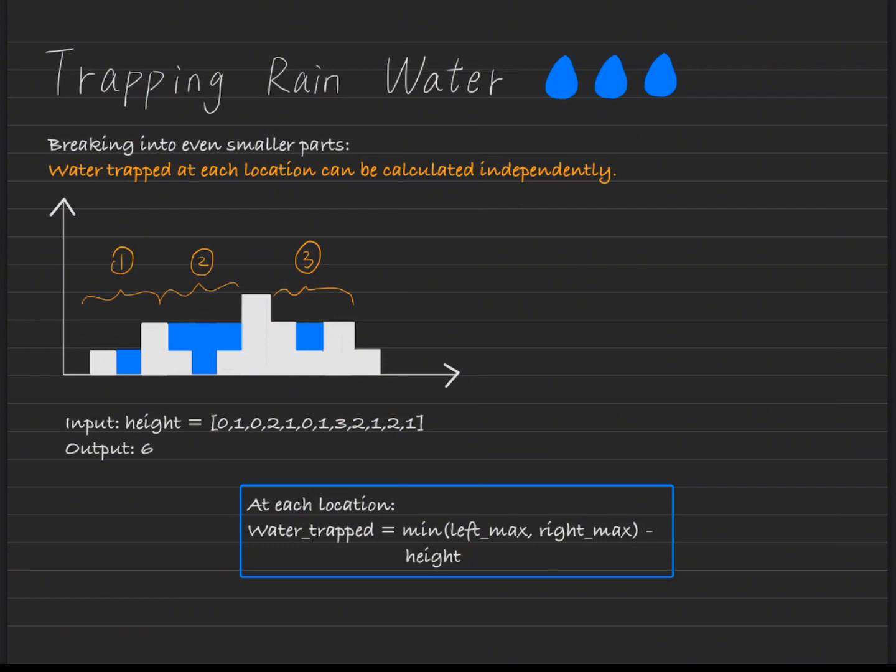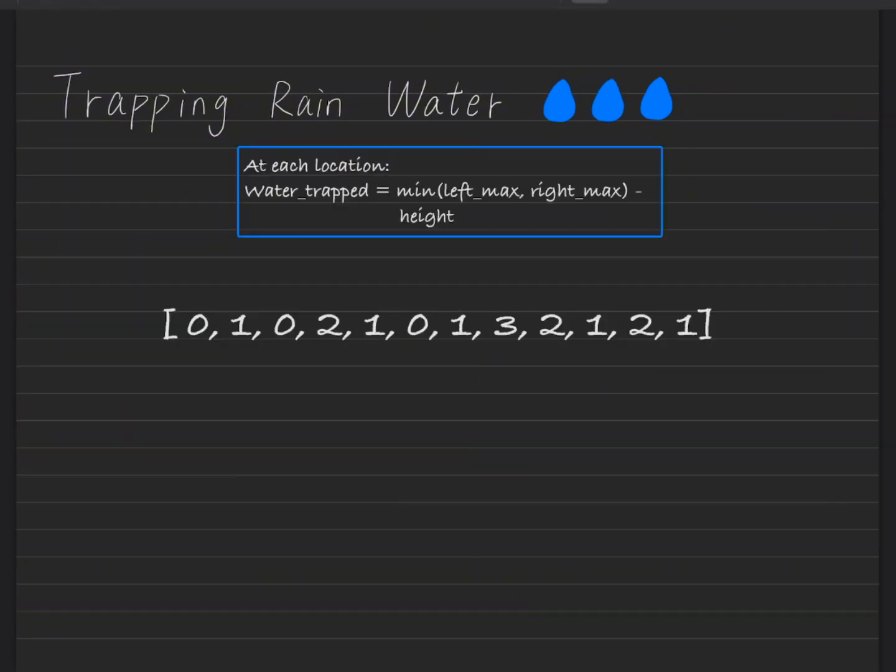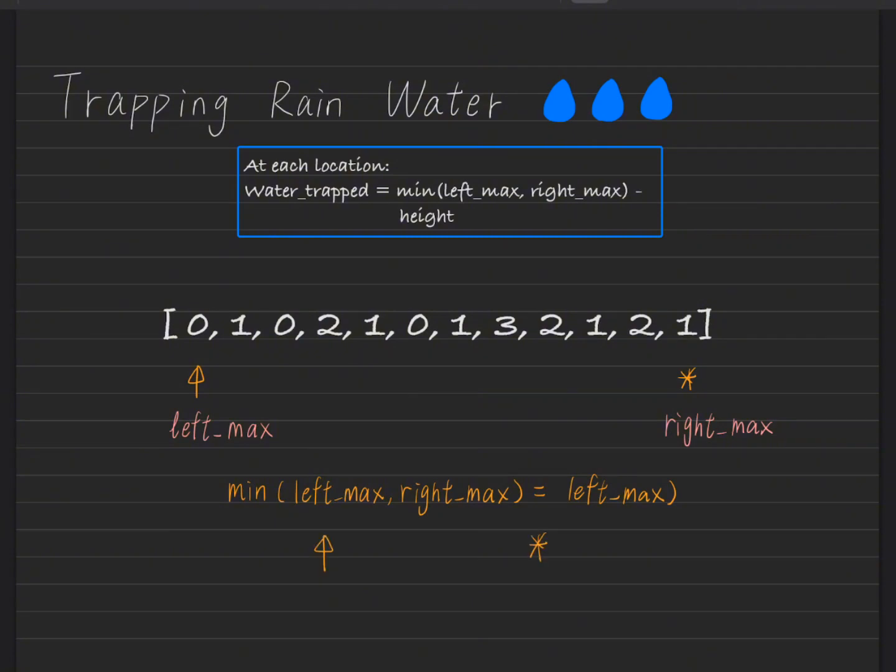This means we need to calculate the left max and right max at each location, and we can do that by having moving pointers. We'll place an arrow pointer on the left and a star pointer on the right. And left max and right max are the pointer values. In this example, 0 is smaller than 1, so the minimum of left max and right max is the left max. Can we determine the water trapped at the left pointer? Yes, this is because for the left pointer, left max is accurate.